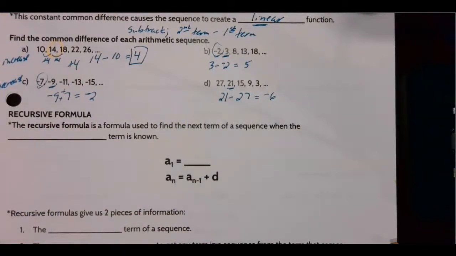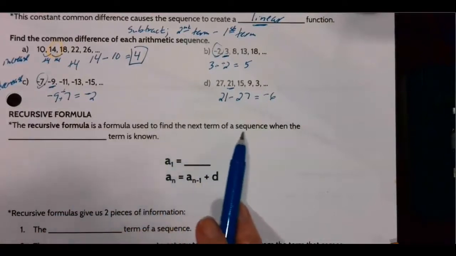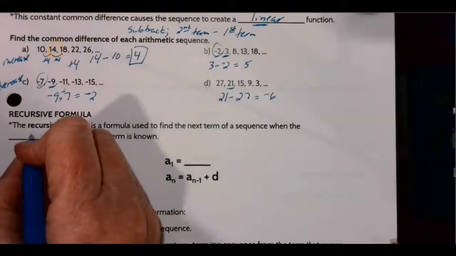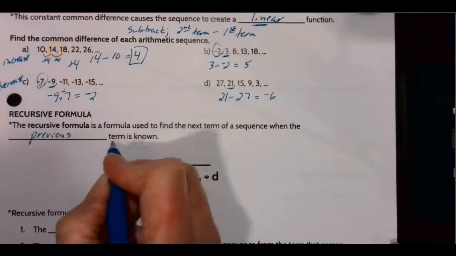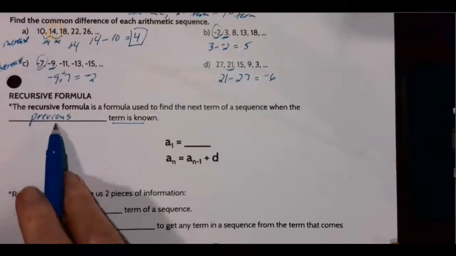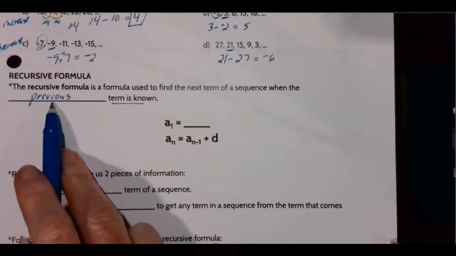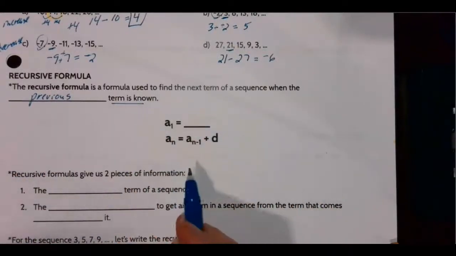They both have their positives and negatives. The recursive formula is a formula used to find the next term of a sequence when the previous term is known. And that's the thing with the recursive formula: you have to know the previous term. Now, this is the recursive formula right here. That's a whole bunch of mumbo jumbo until you know what it is.